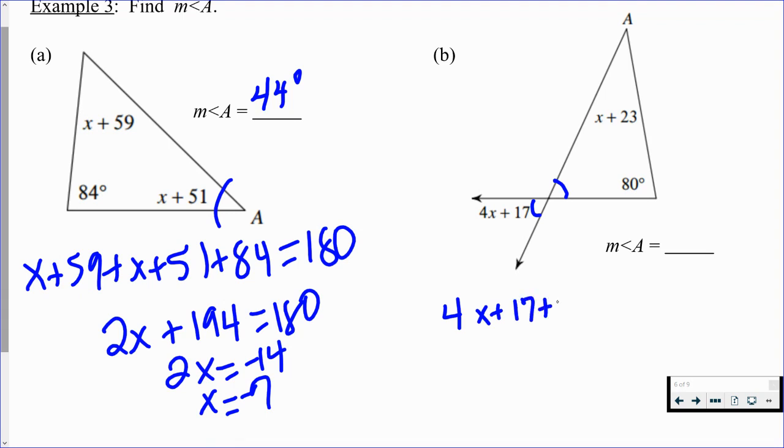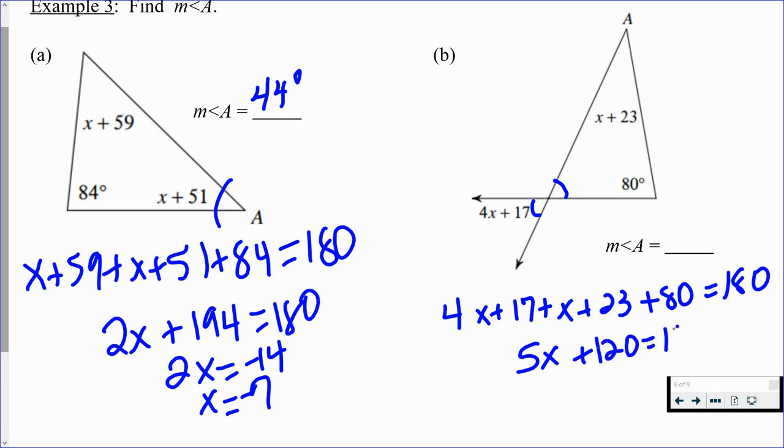4x plus 17 plus x plus 23 plus 80 should equal 180 total. Let's combine our like terms. 4x plus x gives us 5x. Then we want to add our numbers. 17 plus 23 plus 80 is going to give us 120. So 5x plus 120 equals 180. Subtract 120, so 5x equals 60. Divide by 5, and x equals 12.